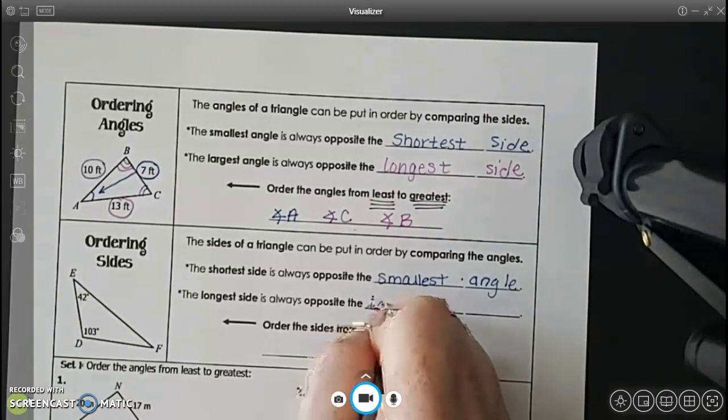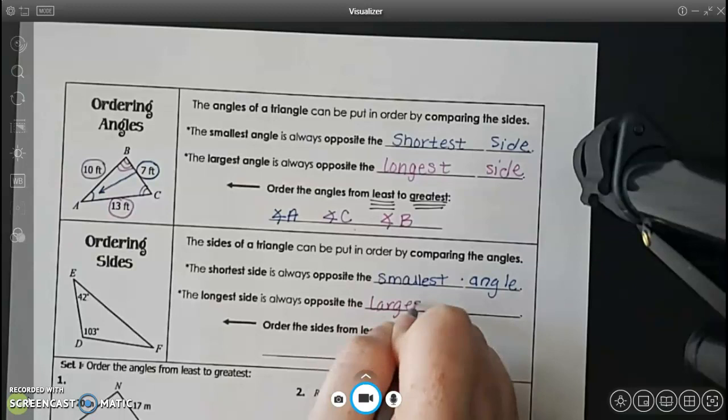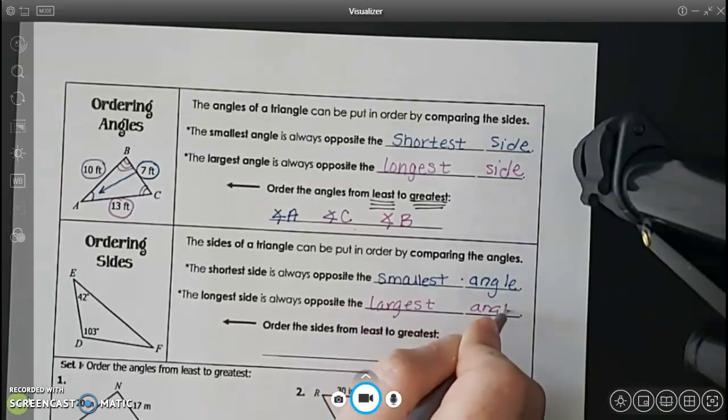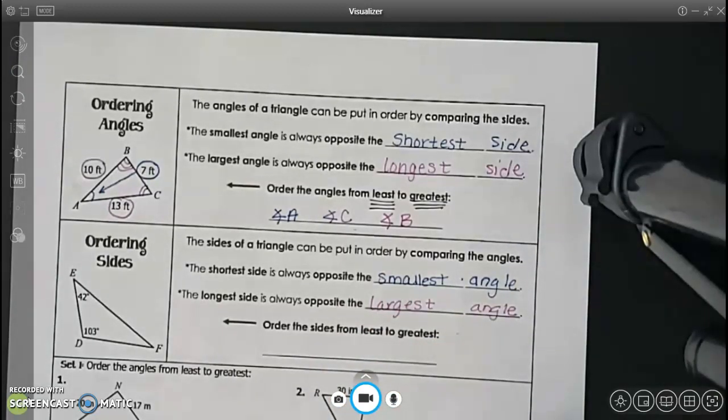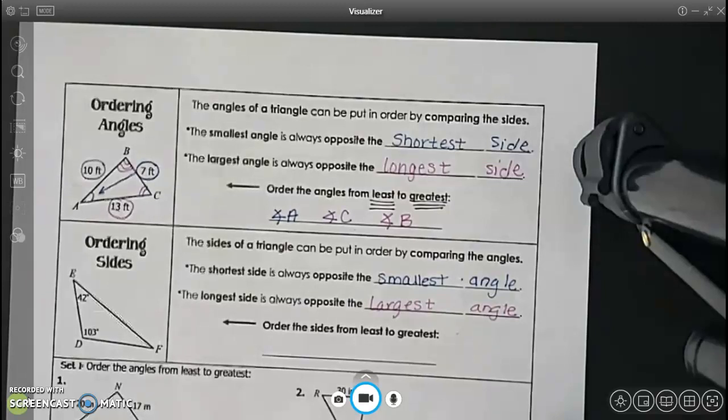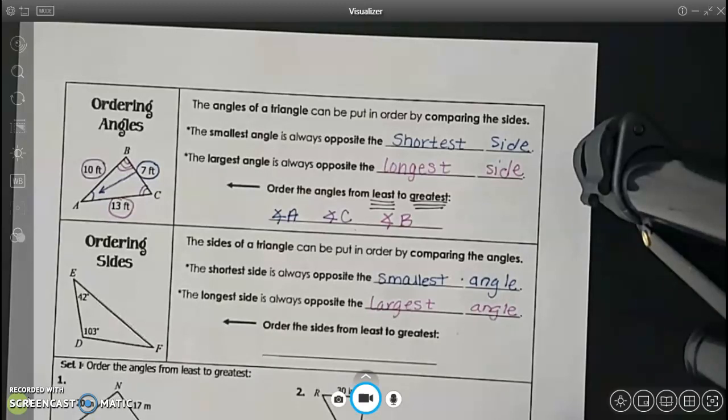So the shortest side is always opposite the smallest angle, and the longest side is always opposite the largest angle. Let's order the sides from least to greatest. Notice we only have 2 angles here, so we're going to have to find the third. Remember, to find the measure of a missing angle, as long as you have 2, you can subtract their sum from 180.